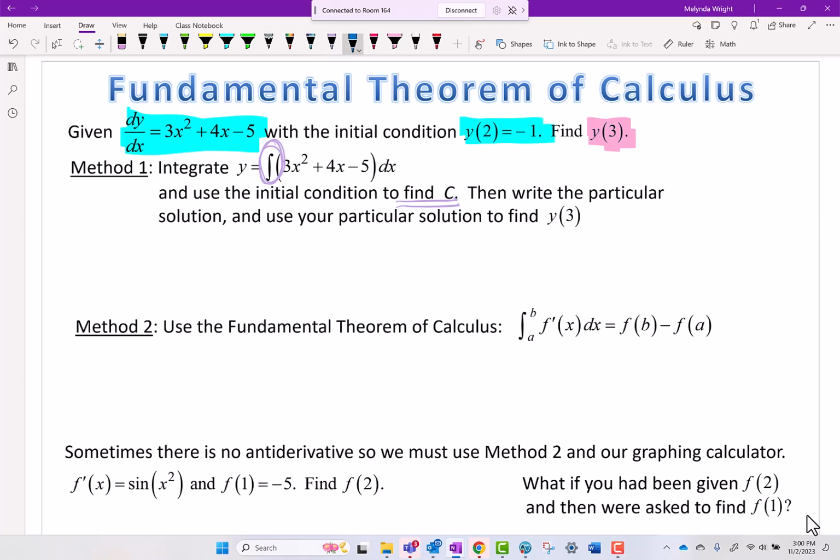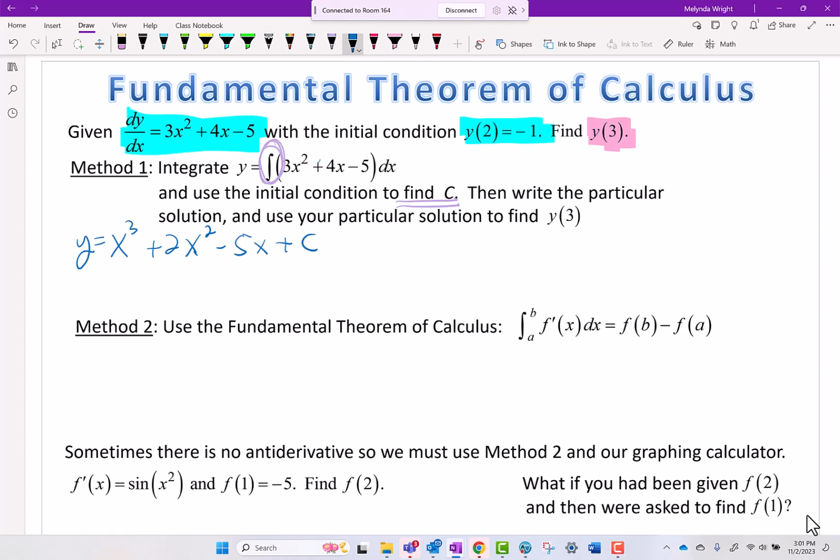All right, so y would be the antiderivative. We would do the antiderivative of this, right? So I would add 1 to 2, and I would get 3. So that gives me x cubed. Then I add 1 to 1, and I get 2, and divide by 2. That's 2x squared minus 5x. And then there's our plus c. Yay, plus c.